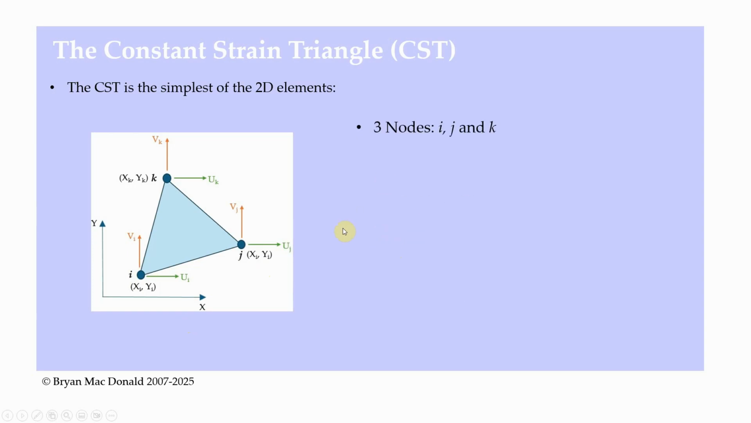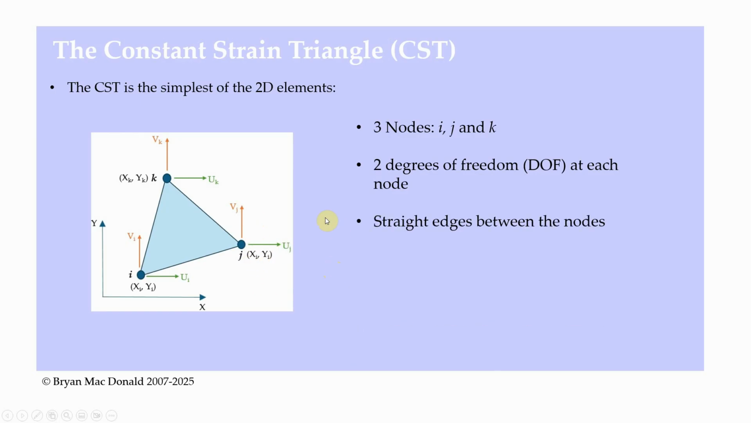So three nodes, i, j, and k. Two degrees of freedom at each node. In other words, each node can move in the u and the v direction. Straight edges between the nodes, and the ideal shape is an equilateral triangle. Okay, so that would be our ideal shape for the element.